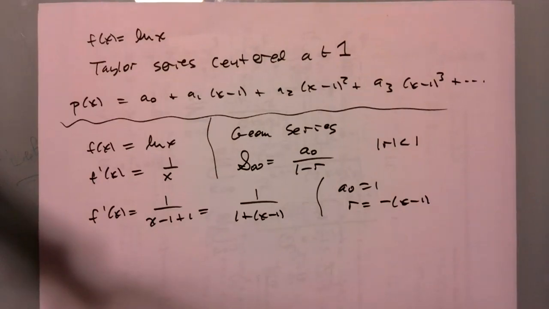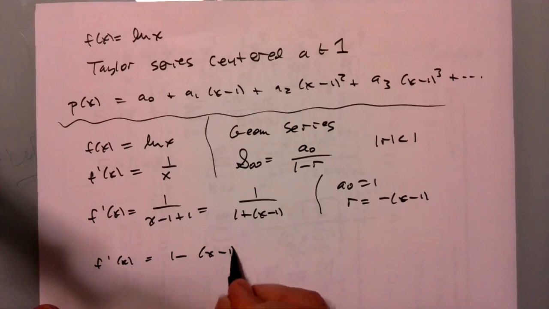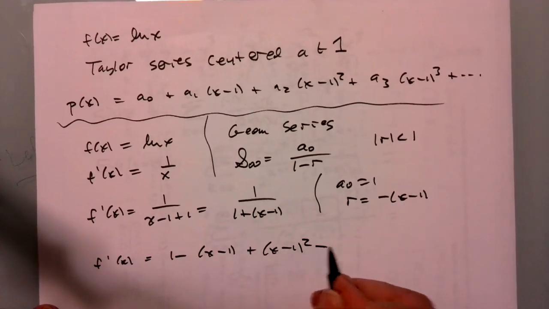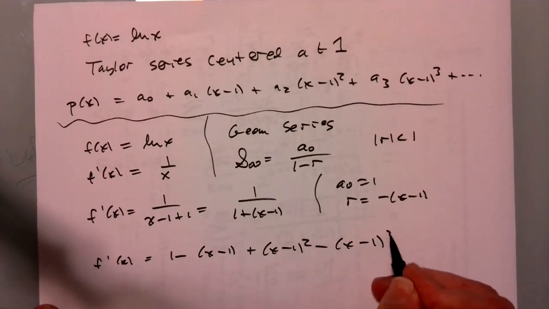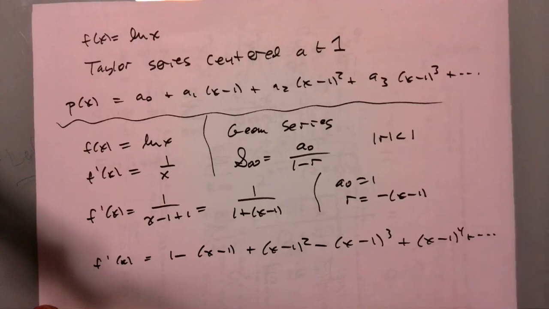So knowing that, what are we going to say? We're going to say f prime of x is 1 minus x minus 1, multiplied by another x minus 1 will be plus (x minus 1) squared, minus (x minus 1) to the third, plus (x minus 1) to the fourth, plus dot, dot, dot. That's f prime of x.